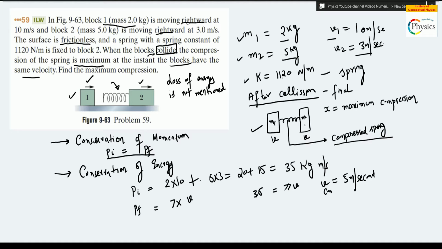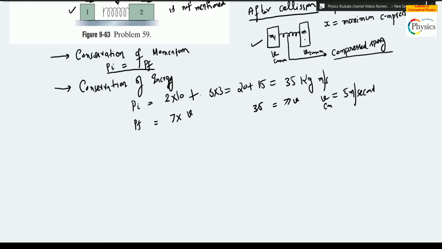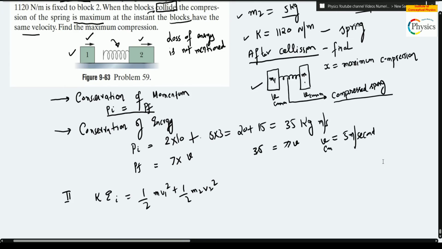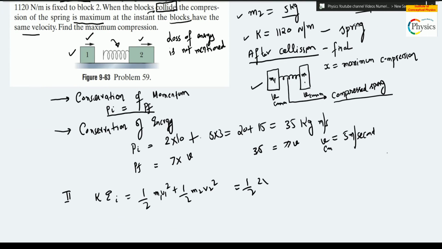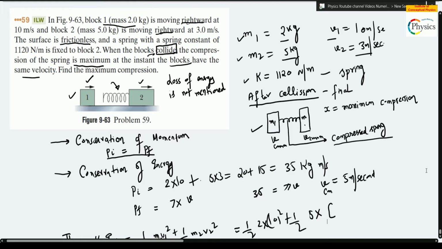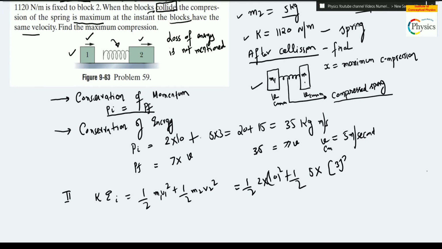So this is the common velocity being referred to, right? Now, this is the first step where we find the common velocity. The second step, let's apply the law of conservation of energy. Now, the initial energy is completely kinetic, is equal to half m1 v1 square plus half m2 v2 square. And if you look into this value, it's 210, and this is equal to half 2 into 10 square plus half, m2 is 5 kgs, right? 5 multiplied by v2, v2 is 3 square. Okay, this is the kinetic energy.